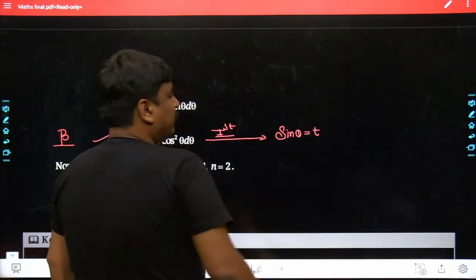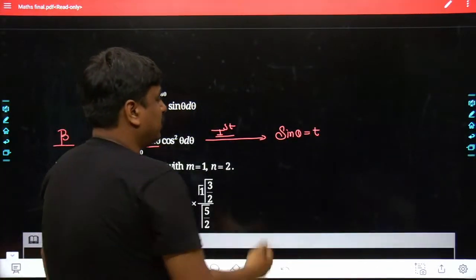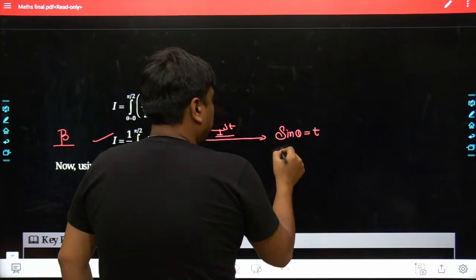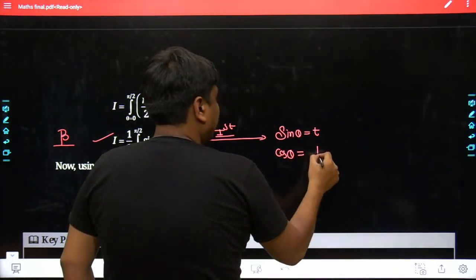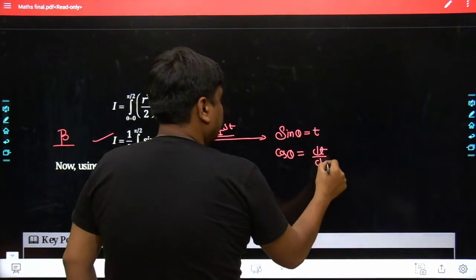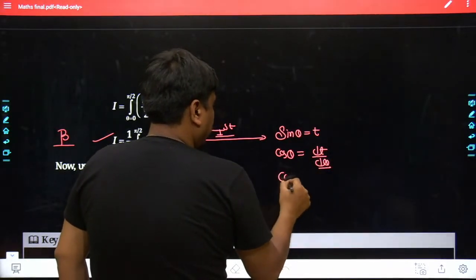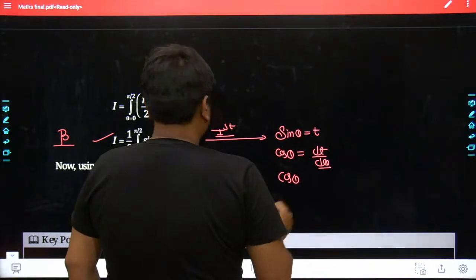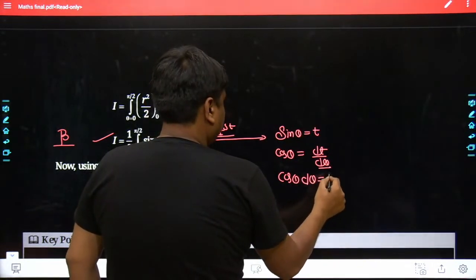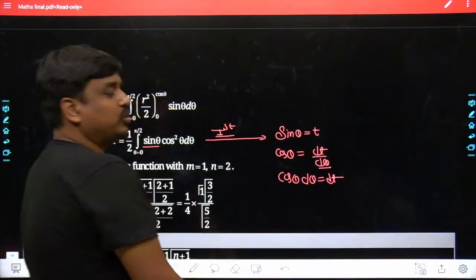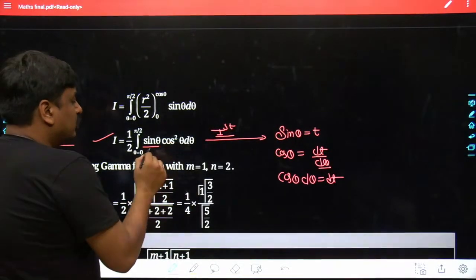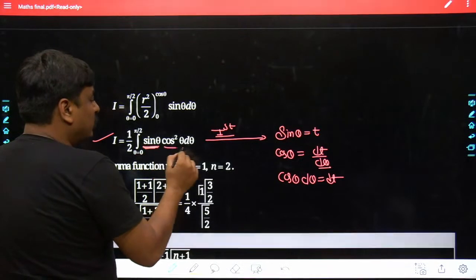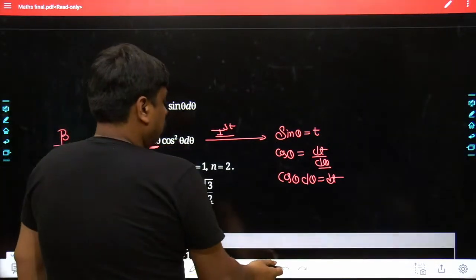So once I differentiate both sides, the factor which should be left out is simply going to be cos of theta dt by d theta, or I can say cos of theta d theta is equal to dt. No, but this would not suffice my requirement, because I want the cos square theta over here. So rather than taking sine of theta as t, why don't we take cos of theta as t?